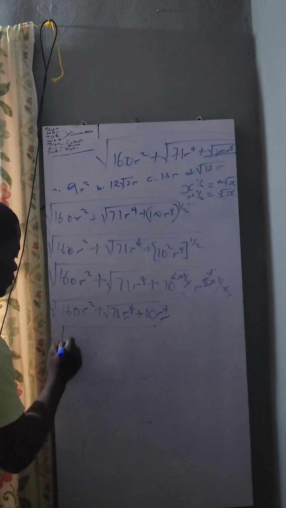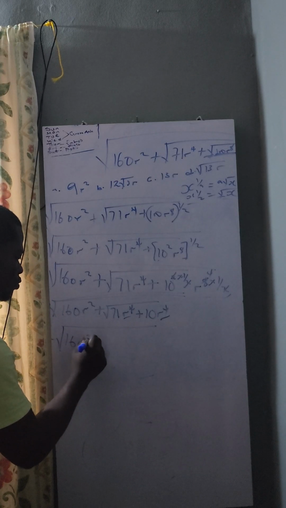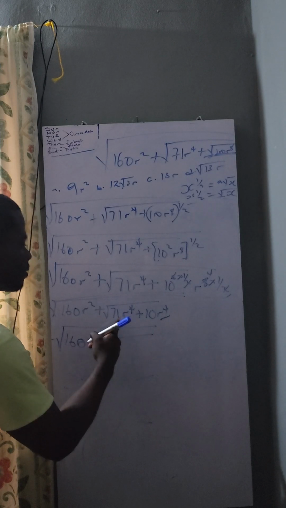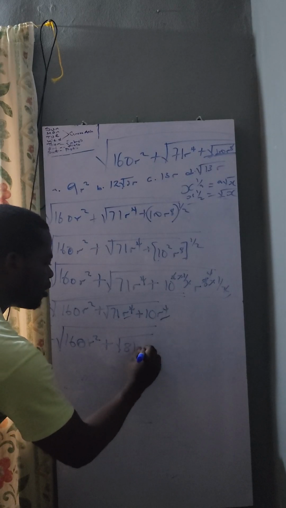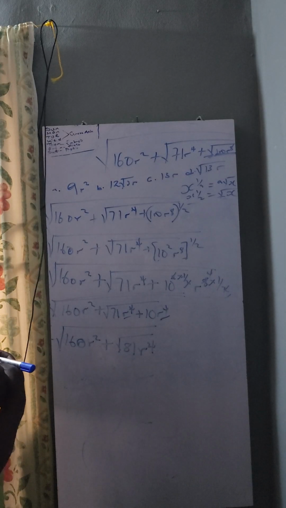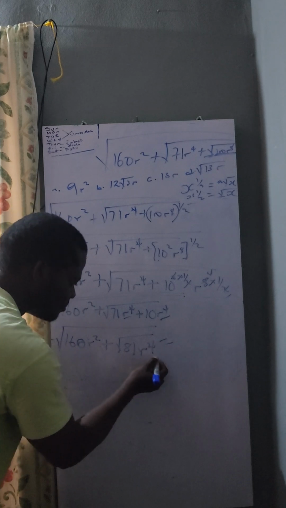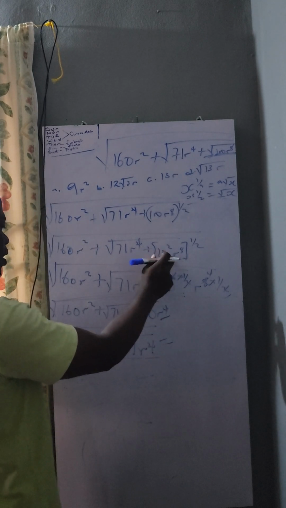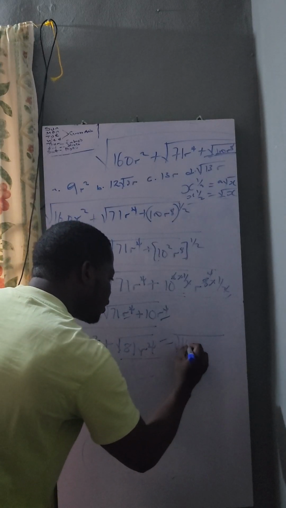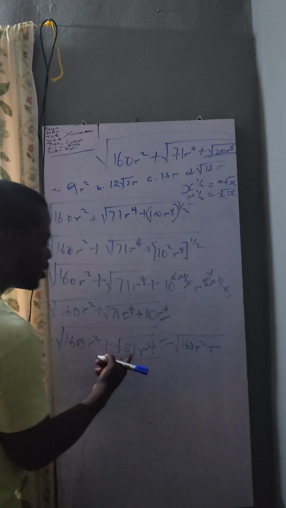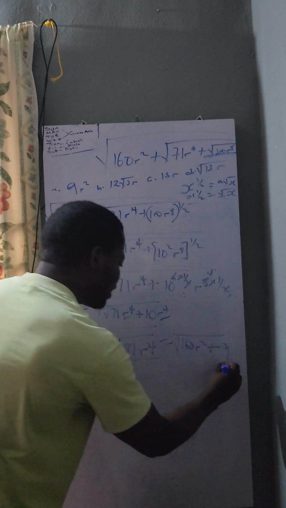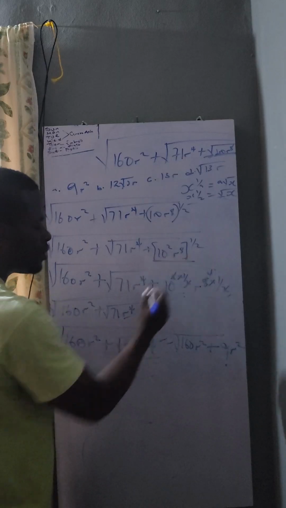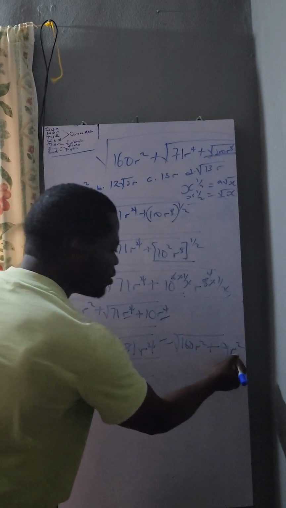This one becomes the square root of 160 r squared plus the square root of 71 plus 10, that's 81 r raised to power 4. Are you guys with me? Then the square root of 160 r squared plus the square root of 81 is 9. The square root of r raised to power 4 gives us r raised to power 2. The same step that I used here. So we have r raised to power 2 here, r raised to power 2 here.